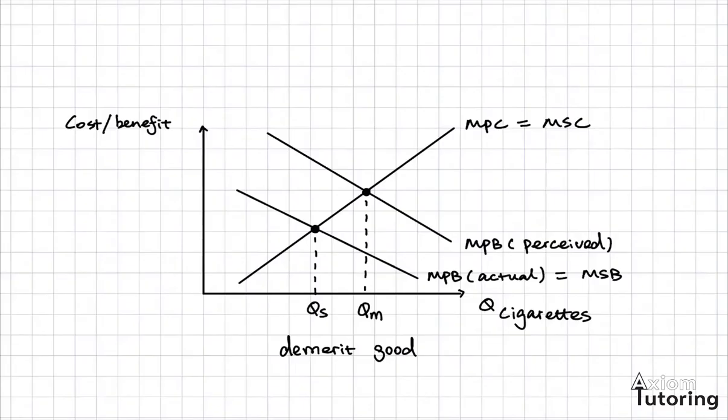Notice that the socially efficient quantity QS is actually below the market transaction quantity QM. So we say that the market overconsumes cigarettes. And the triangular area in between QS and QM bounded by marginal social cost and marginal social benefit here is known as the deadweight loss. These units of consumption reduce overall welfare because consumers make decisions based on inaccurate perceptions.